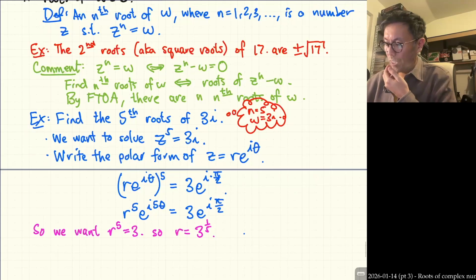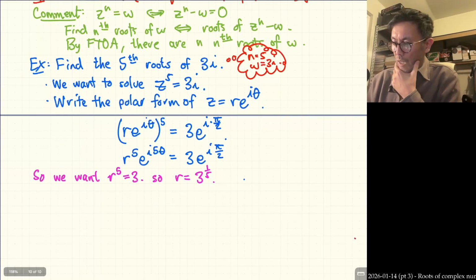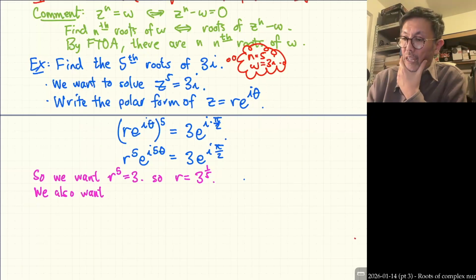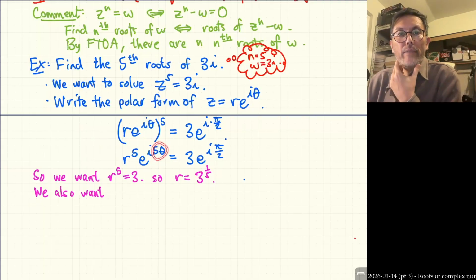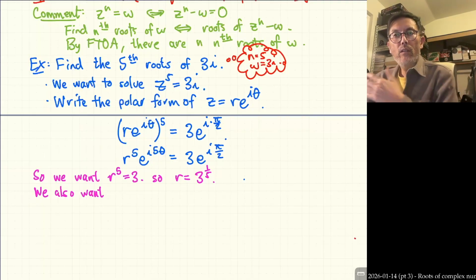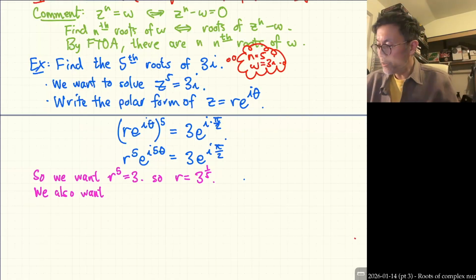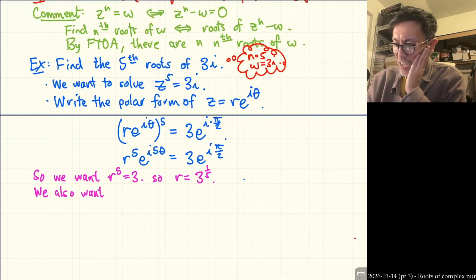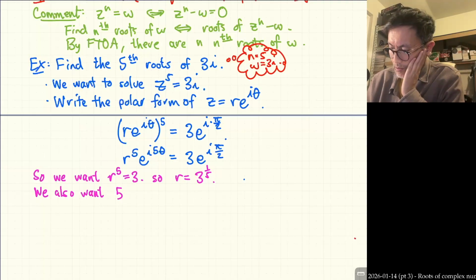Okay, great. We also want the angles to agree. So I'm looking at now this angle theta, or the angle of the left-hand side. The angle of this side is 5 theta, yeah? But on the other side, we have pi over 2, yes? So we want that 5 theta to be equal to pi over 2.